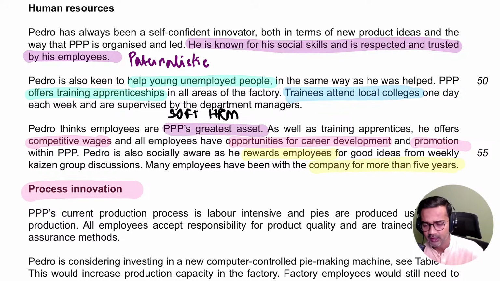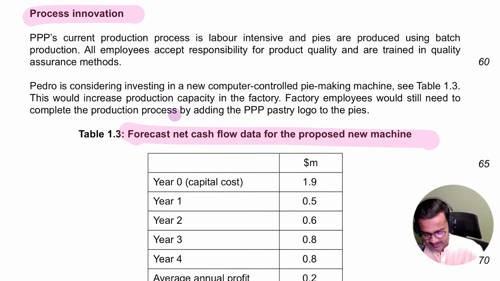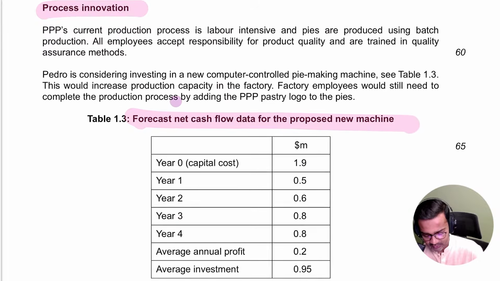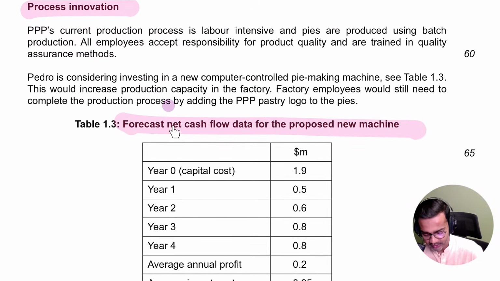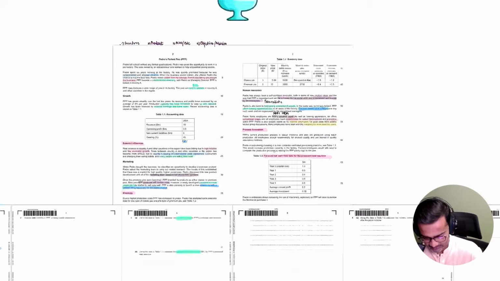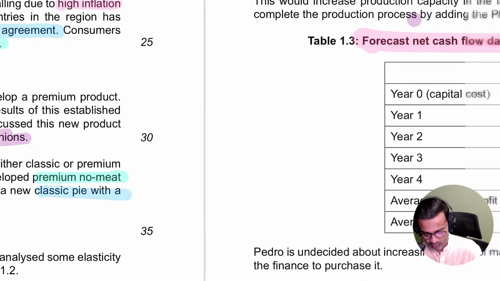And again, there would be a question on HR where you would use this information. But the question that we are attempting today is the calculation about investment appraisal. And we can clearly see that you will find that wherever forecasted net cash flows are, and that's given here. So let's read this. Let me zoom in.